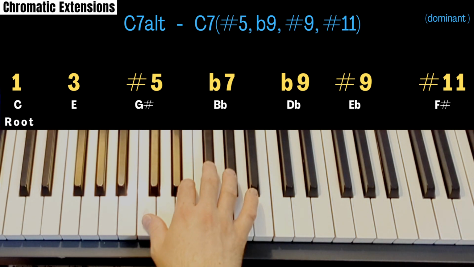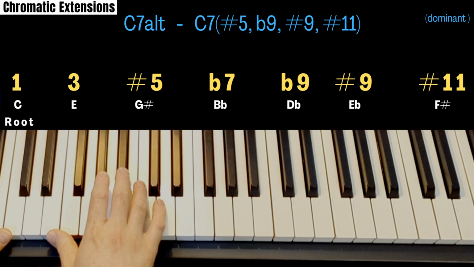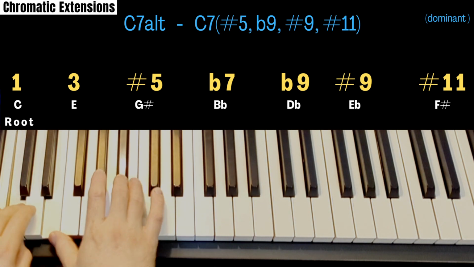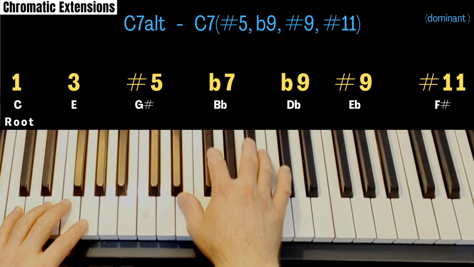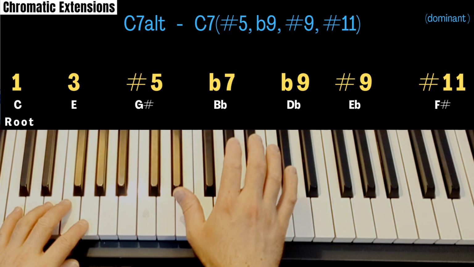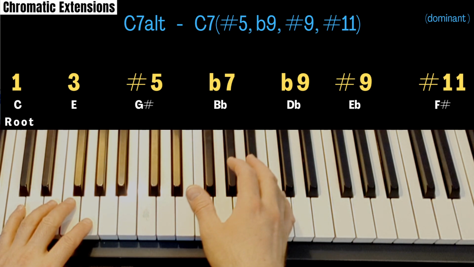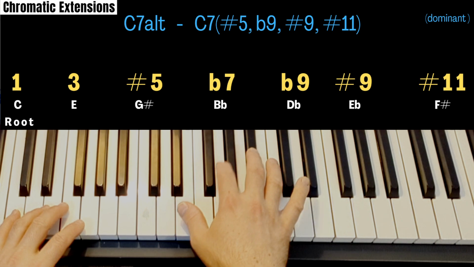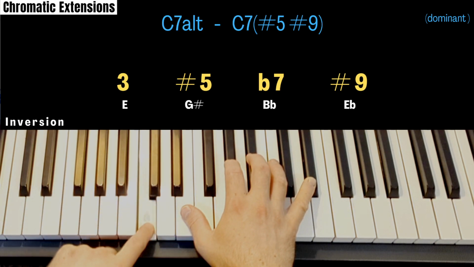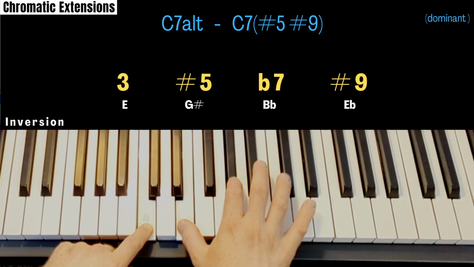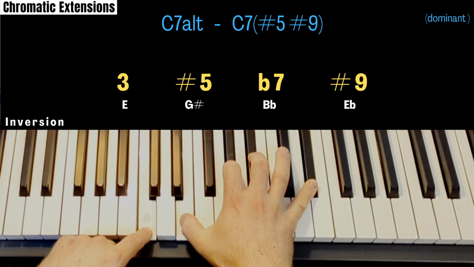Wow, this video is getting long, but we're almost at the end. Now, sometimes you'll see a C7 altered. What this means is you have your license to add any extensions you like, but they have to be chromatic extensions. So, we can do a few combinations of these. We can do a sharp 5, sharp 9, which looks like this. Root, 3rd, sharp 5, flat 7th, sharp 9.